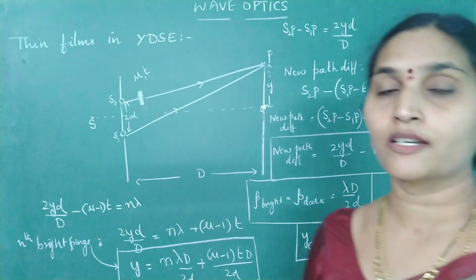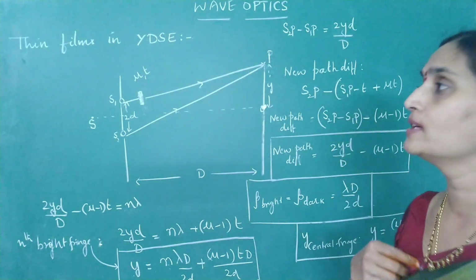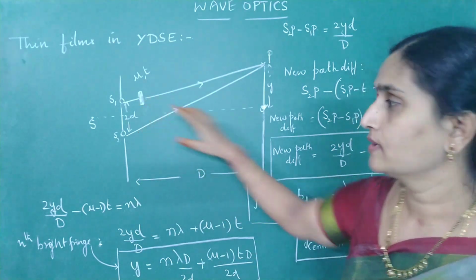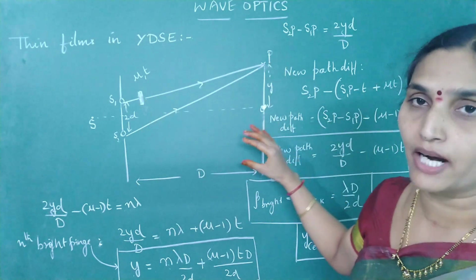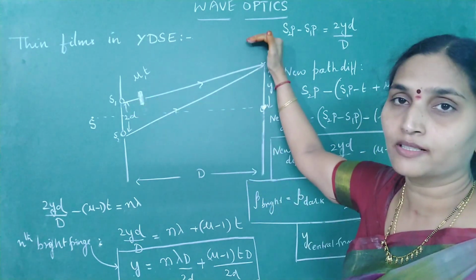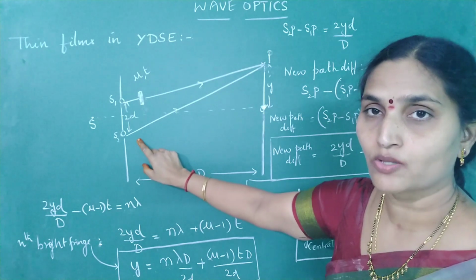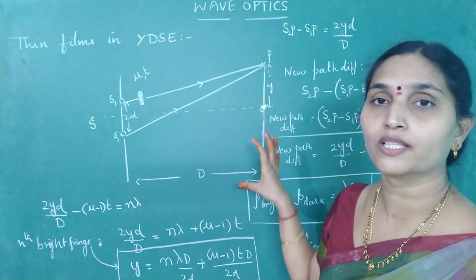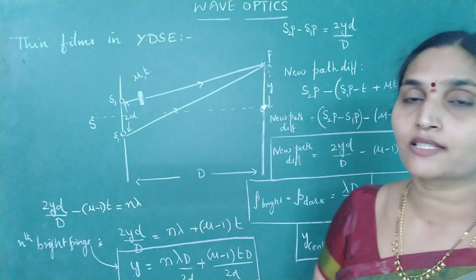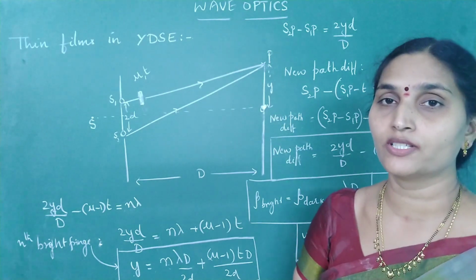So what change did you observe by introducing thin films in Young's double slit experiment? By introducing a thin film, we are shifting the whole fringe pattern. If you introduce it in S1, the fringe pattern will move upward. If you put it in the path of S2, the whole fringe pattern will move in the downward direction. So because of this, we sometimes ask what is the shift in the fringes.